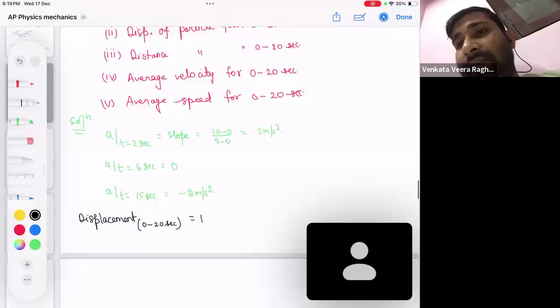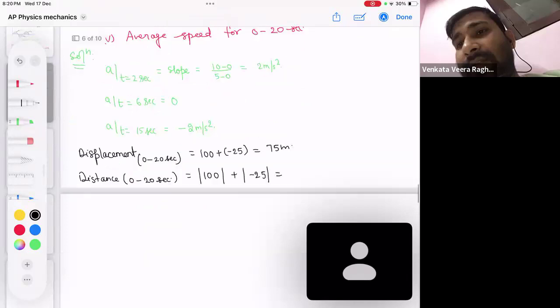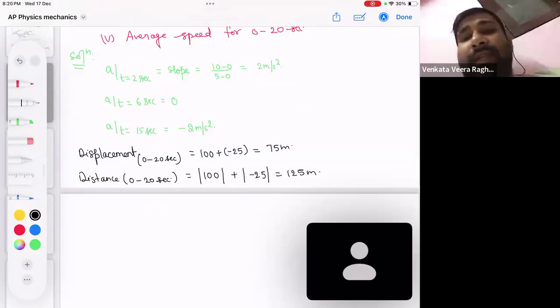If I want to know the distance traveled, now what should I do? All the area we will consider as only the magnitude. So let's put the mod there. So how much will it come? 125 meter will come. Now next part of this question.